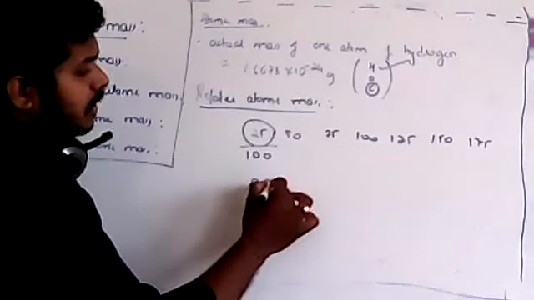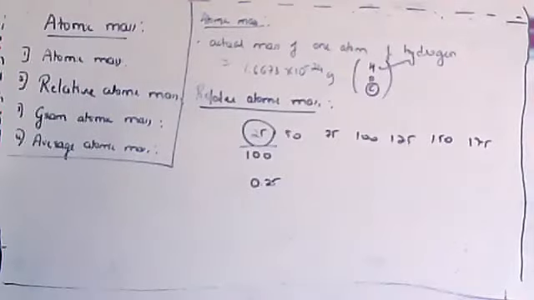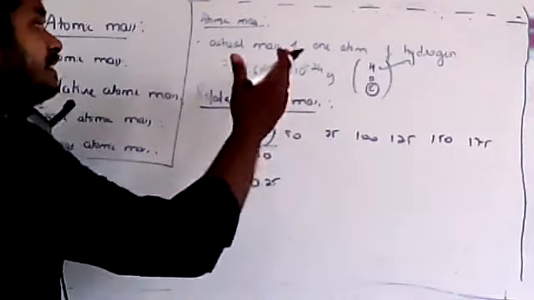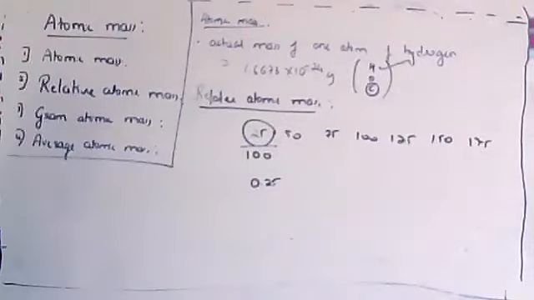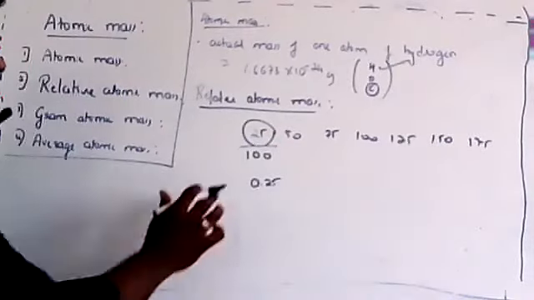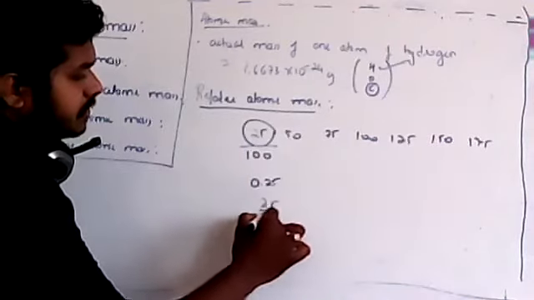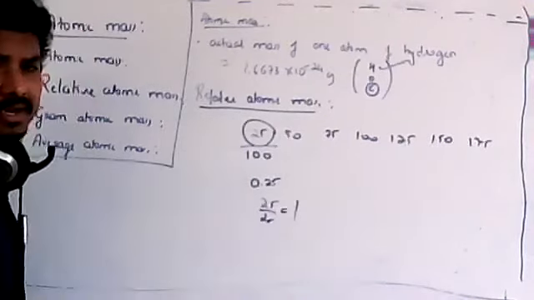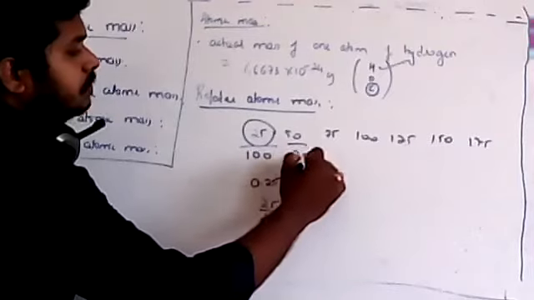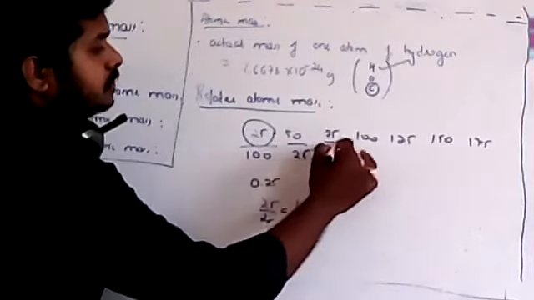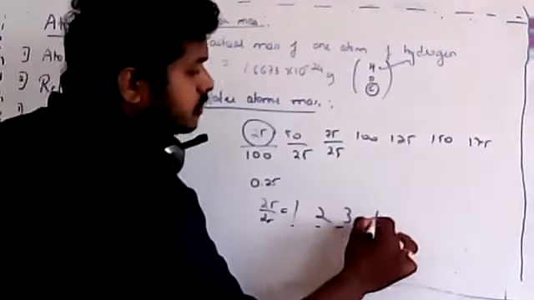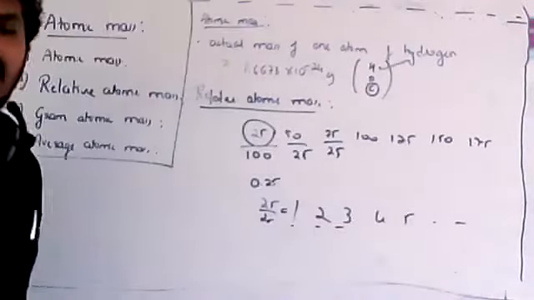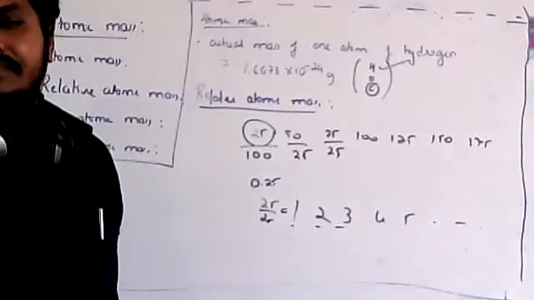I will be getting a value which is 0.25. I won't get a whole number. To make this relative atomic mass a whole number, you have to divide by the smallest number that is known to you. Is that clear? For example, if I divide 25 by 25, I will get a whole number, 1. 50 by 25, I will get a whole number, 2. If I divide 75 by 25, I will get a whole number, 3. So like this, if you want to get a whole number, you have to divide the mass, okay?